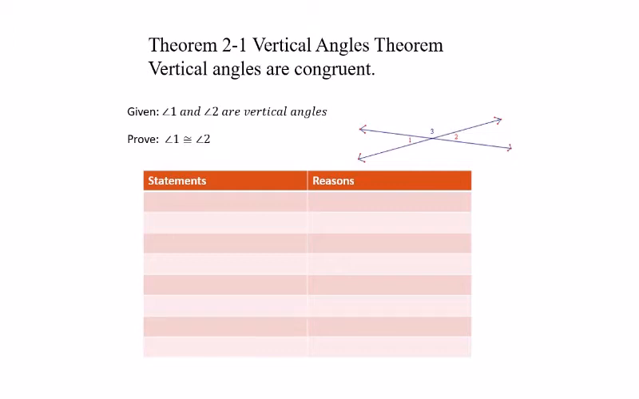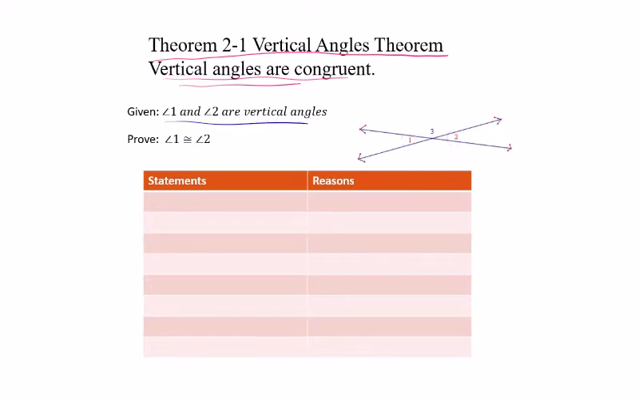All right, so Theorem 2-1, the Vertical Angles Theorem. We're trying to prove that vertical angles are congruent. If we're given this diagram here, we have two lines intersecting. Angle 1 and angle 2 are vertical angles, and we're trying to prove that they're congruent to each other. Okay, so we're going to start out with our given.